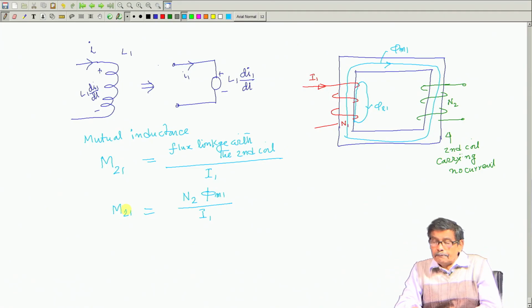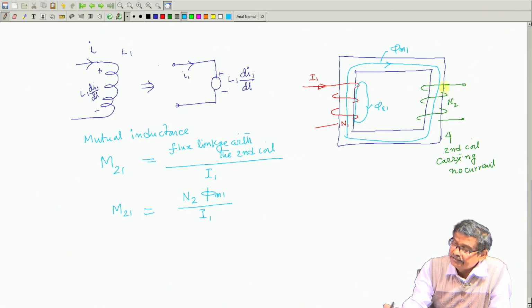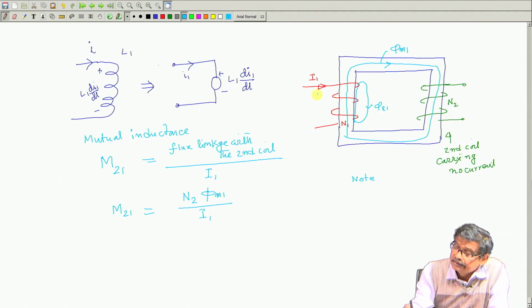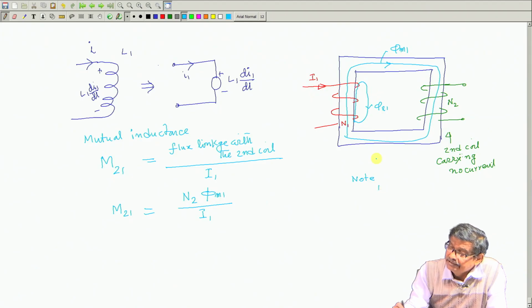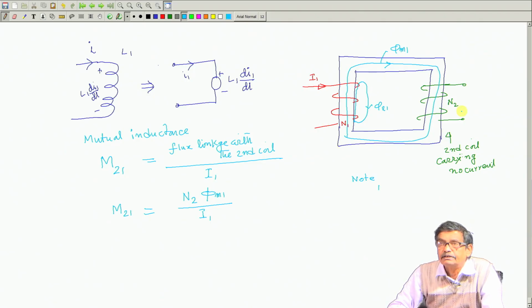Okay. Now, this mutual flux can be calculated. Note that this coil is carrying a current. What is the MMF which has produced this? It is N1 I1, is it not? That is what has produced this mutual flux. I am interested in the mutual flux to know how much will be the flux linkage per unit ampere. If I pass 1 ampere here, what will be the flux linkage there?